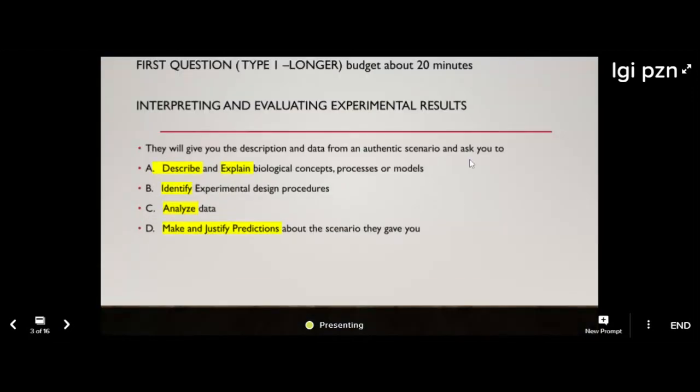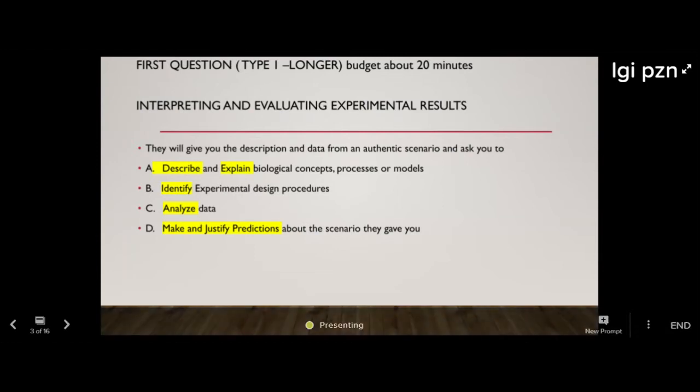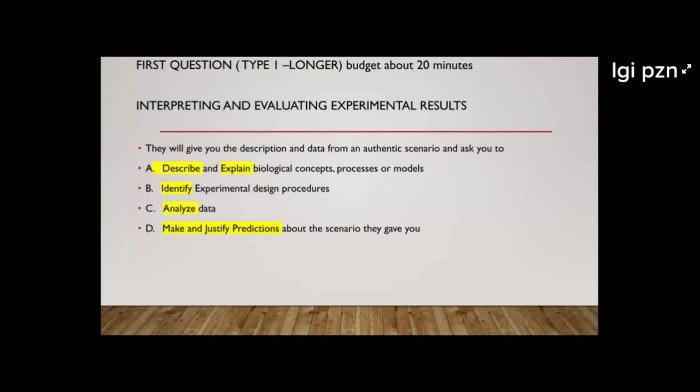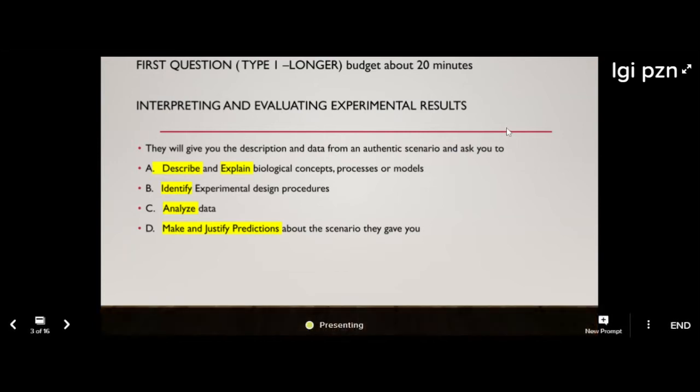All right, so for the longer ones, generally interpreting, evaluating experimental results. That's going to be what those first 2 are usually going to be. So they'll give you a description and data from an authentic scenario, and then ask you to, these are the words that they'll give you. They'll say describe and explain, identify, analyze, make a prediction, and justify it, right? Those tend to be the words that they'll use.